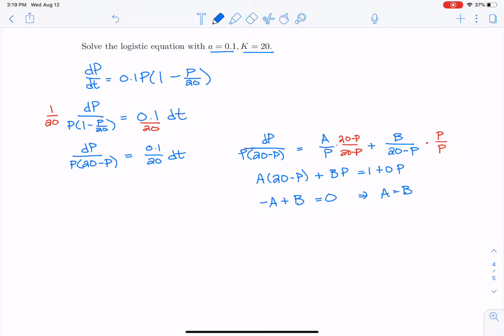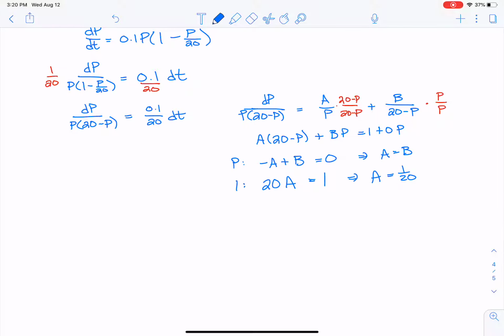And I get that 20 times a is going to equal 1. So these are the terms with p, and these are the terms with 1. So that tells me that a is equal to 1/20. So it turns out that dp over p times 20 minus p is going to equal 1 over 20 times a over p plus 1 over 20 times 1 over 20 minus p.